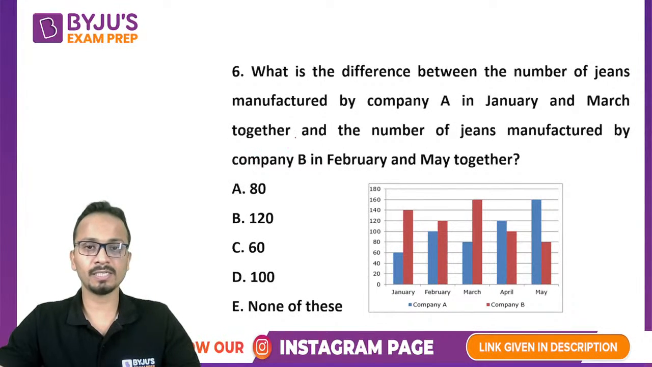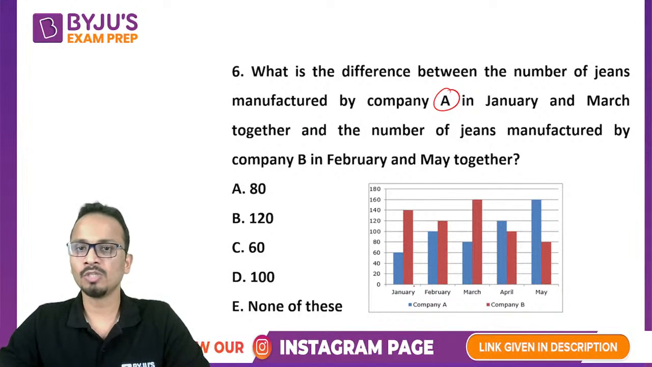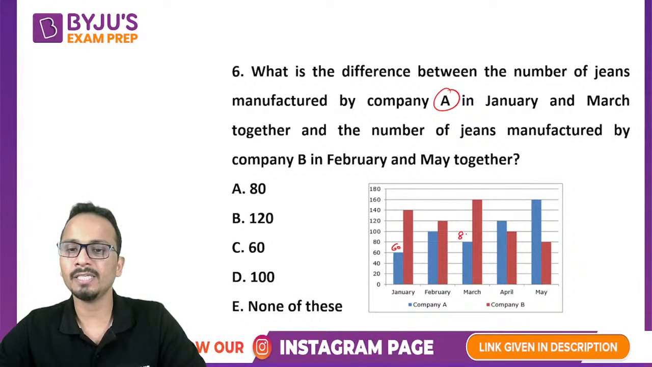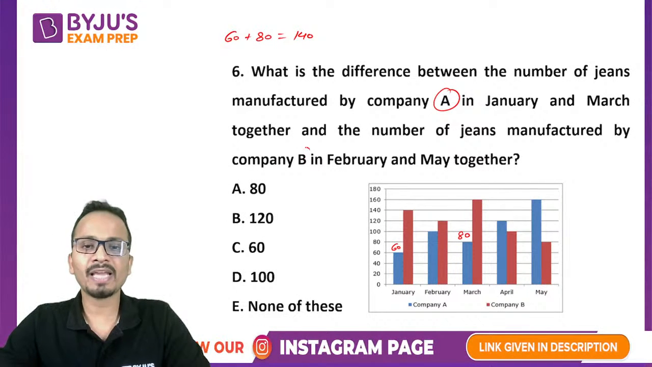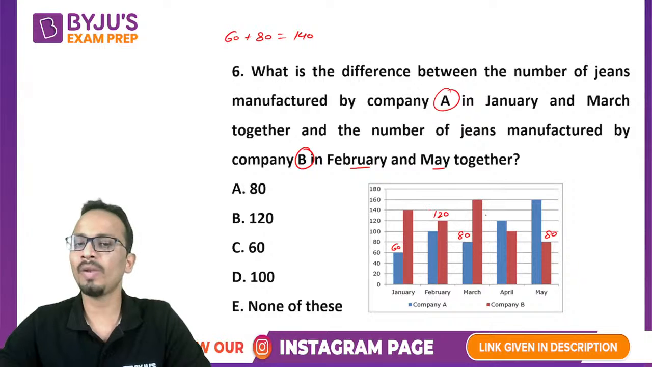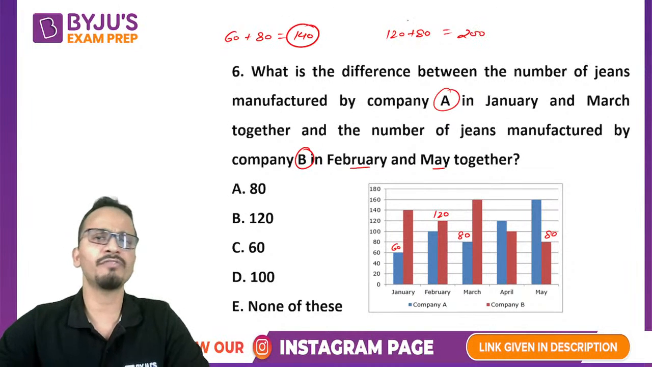Okay, enough of time. Let's start solving this one. So what is the difference between the number of jeans manufactured by company A in January and March? So company A, January and March. Company A, January, it is 60. Company A, March, it is 80. So the sum here is 60 plus 80. That is 140. Okay. And the number of jeans manufactured by company B in February and May. So company B in February, it is 120, and in the month of May, it is 80. So 120 plus 80, it is 200.